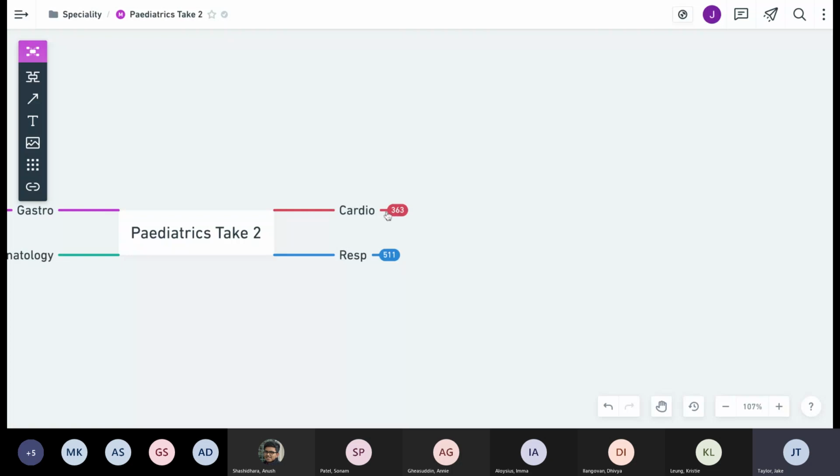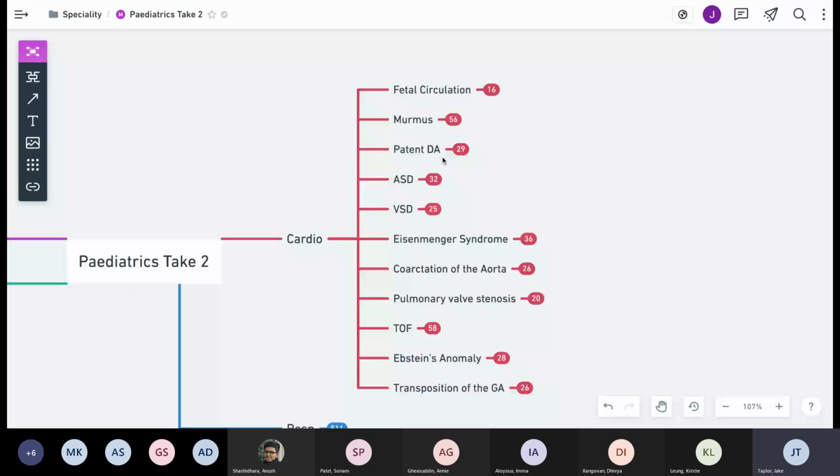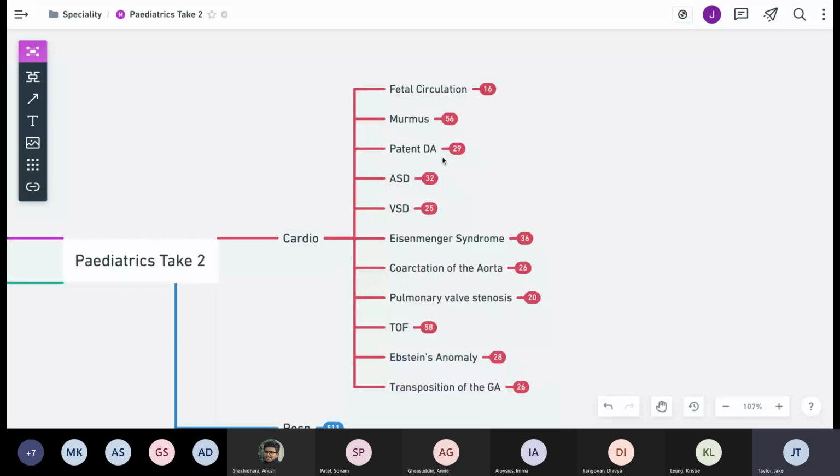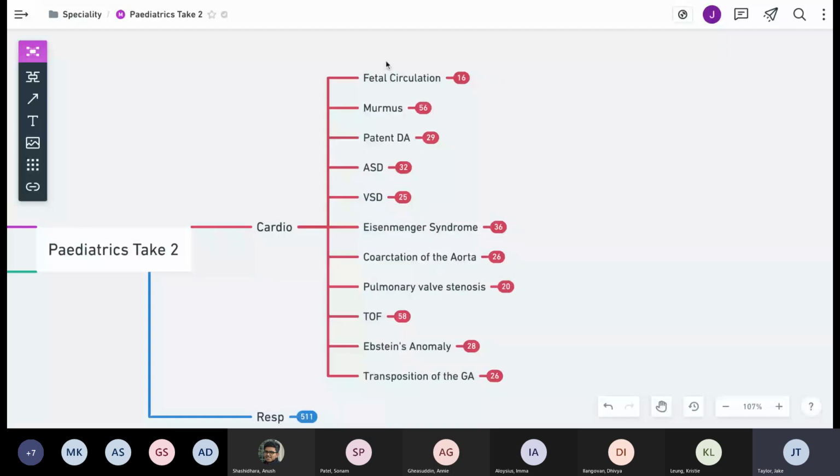Okay, so today we're going to do cardio, and we're going to focus on these conditions. So first of all, we're going to talk about what happens to the babies when they're born, what actually changes when they take their first breath. And then we're going to go through the different cyanotic and acyanotic congenital heart diseases and some of their complications. Okay, so a little bit of introduction.